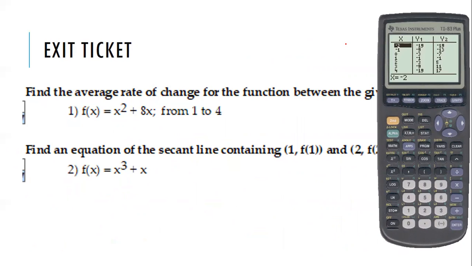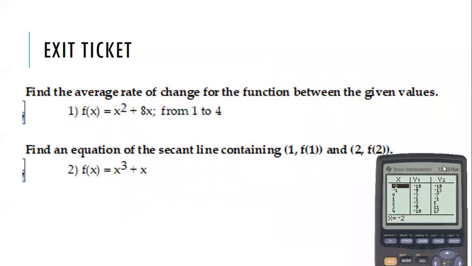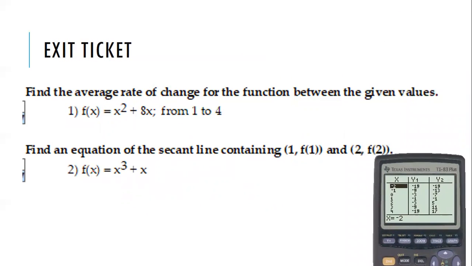All right, so you have the exit ticket. We will go over your exit ticket as you're due now tomorrow to see how we did and if you can do it from start to finish. On your exit ticket, you are just finding the average rate of change for the first one, but you're finding the full secant line for the second one, okay?